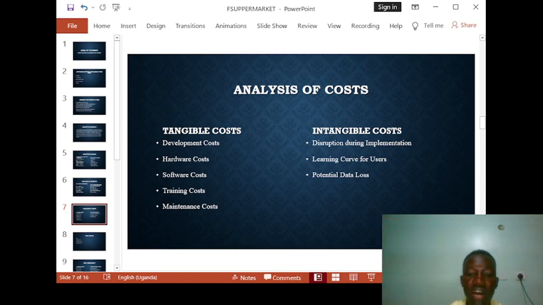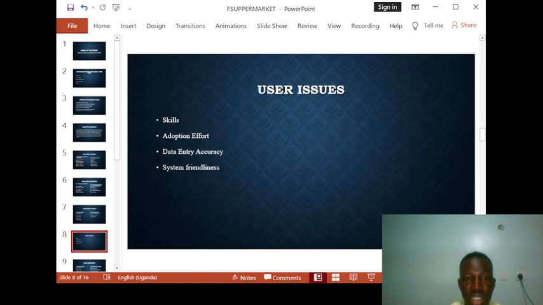Then we have learning curves for users, the time taken for staff to learn the use of the database. Then we have potential data loss, the risk of data loss if backups and recoveries are not carried out. If you take time and don't update, you can easily lose the data.